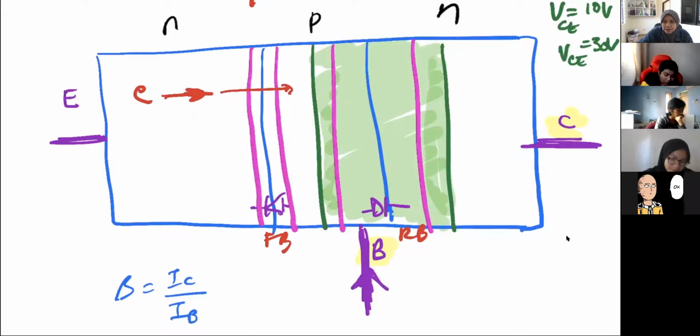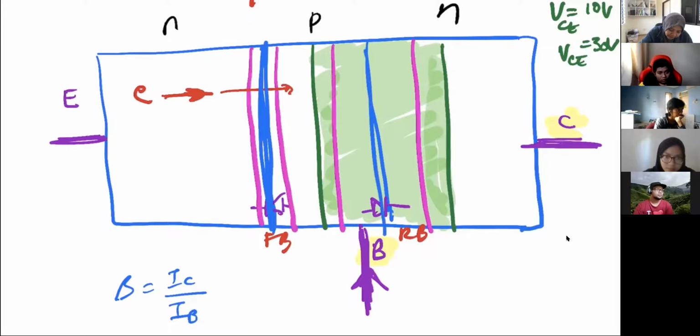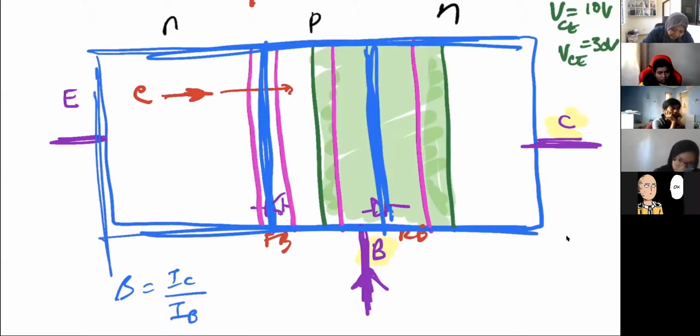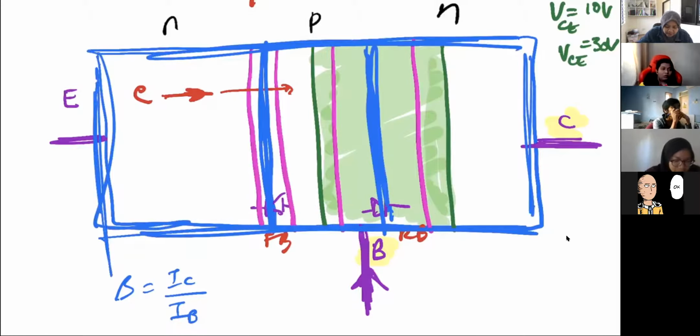So then this electron, some of it will recombine, and therefore you will create the base current over here, because you need to replace the hole. Saya macam kena buat besar sikit. Okay, so the blue line shows the base region. So when electrons go there, some of them recombine, then most of them will be drifting to the collector side.